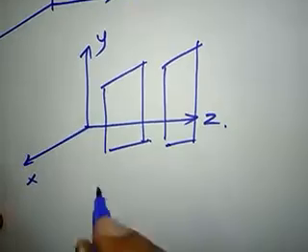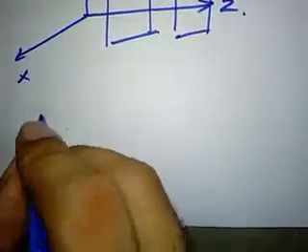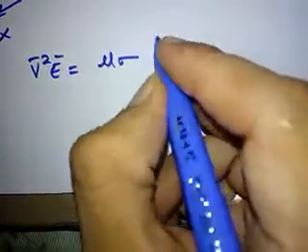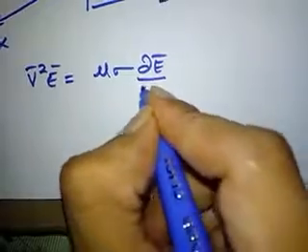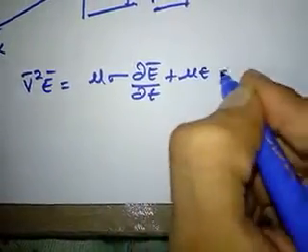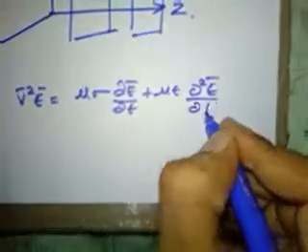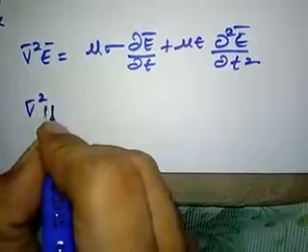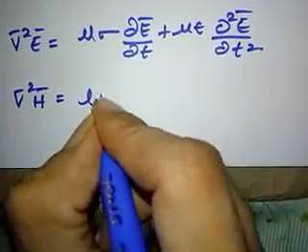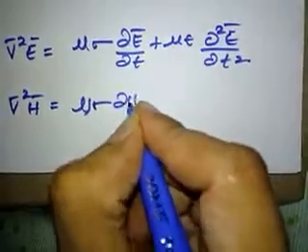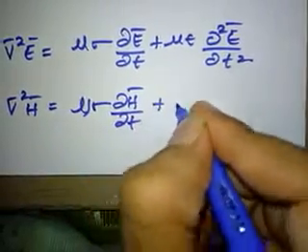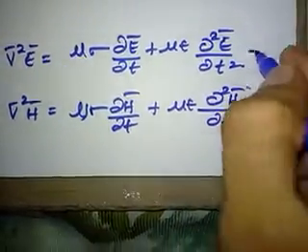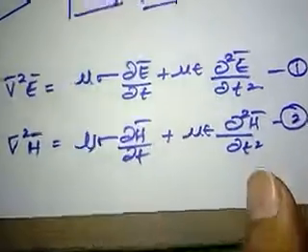Let us consider the wave equation. Del square E bar is equal to mu sigma dou E bar by dou t plus mu epsilon dou square E bar by dou t square. This equation we have already derived in our previous class. Then del square H bar is equal to mu sigma dou H bar by dou t plus mu epsilon dou square H bar by dou t square. So these are the two equations that we dealt with in the previous class.